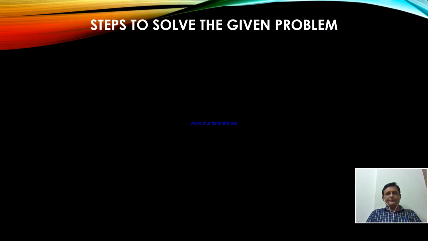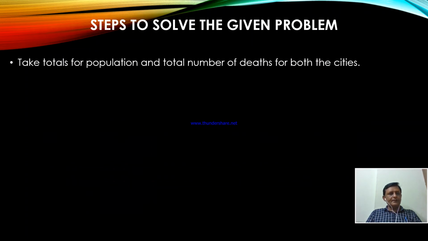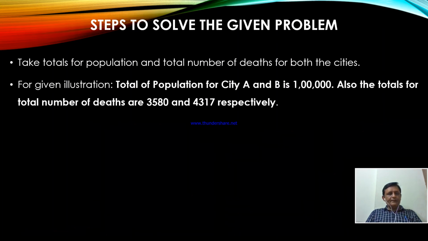So what are the steps till now we have used? Let's repeat it. Take totals for population and total number of deaths for both the cities. That is what we did. Let's check. For the given illustration, total population for city A was 1 lakh. It was the same for B. So I mentioned the population for city A and B is 1 lakh. Also we found the total number of deaths for both the cities, and we got 3580 and 4317, right?